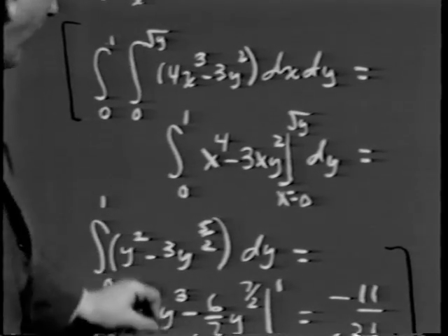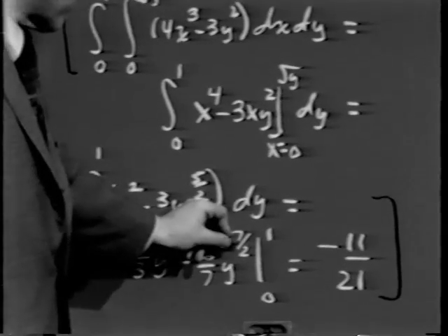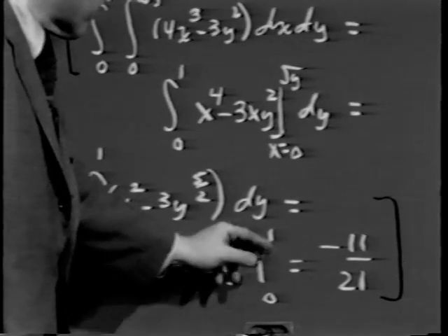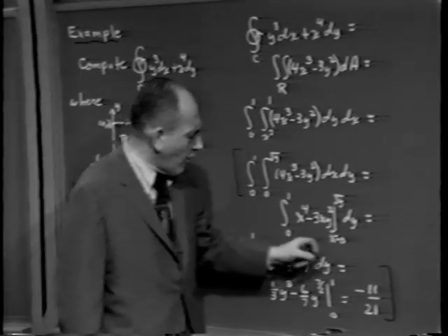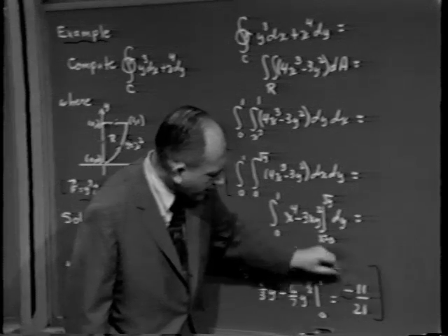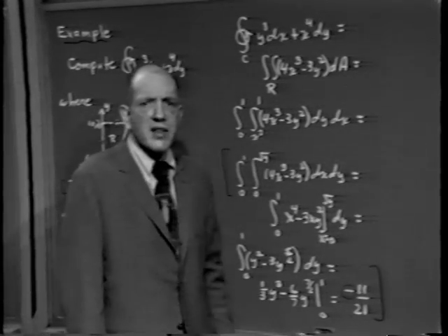I get 1/3 y cubed minus 6/7 y to the 7 halves. And as y goes from 0 to 1, this becomes minus 11/21. By the way, again, I hope it's clear from previous exercises that the minus sign simply has physical significance.